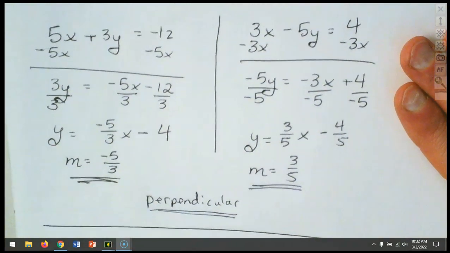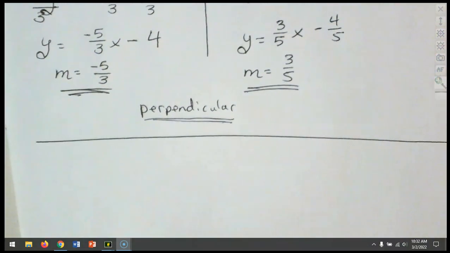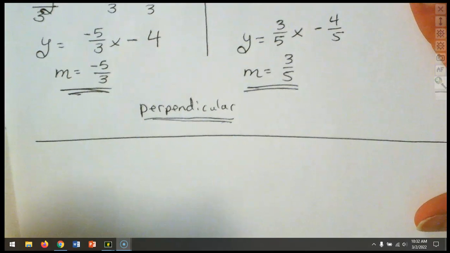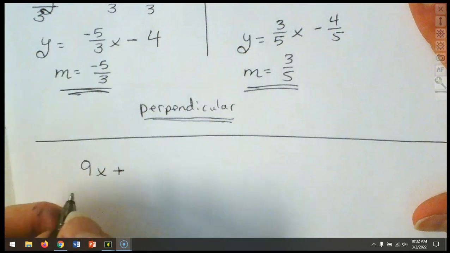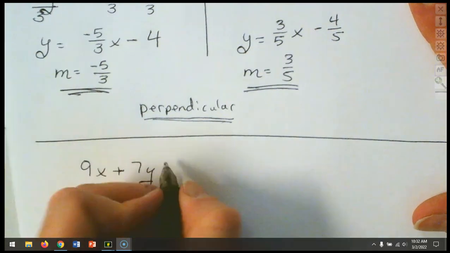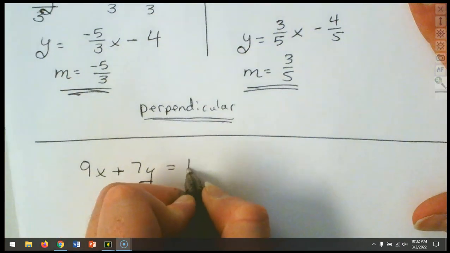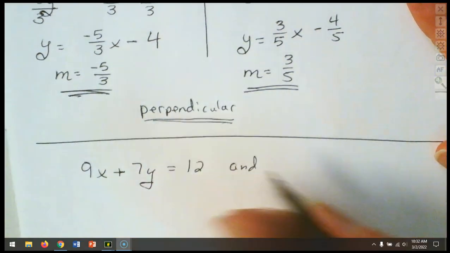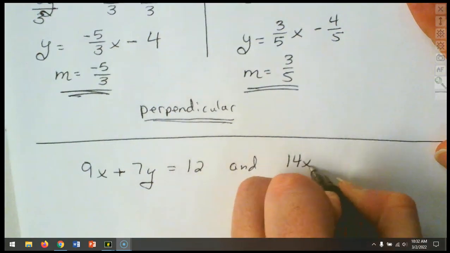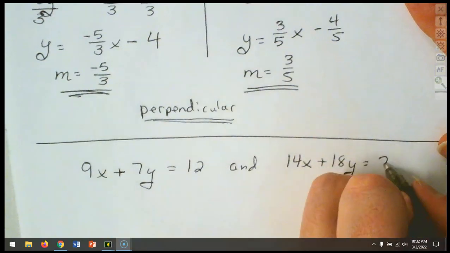Let's do one more. So we're going to do one more here. How about we look at 9x plus 7y equals 12. And 14x plus 18y equals 2.